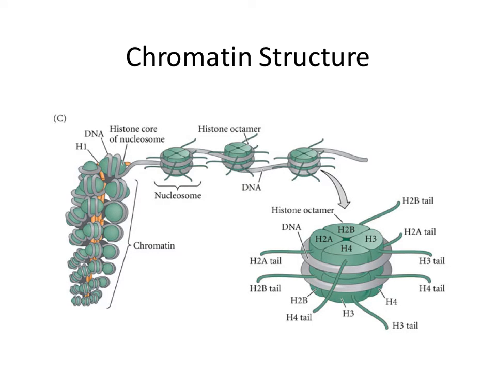Now, how would you predict chemical modifications of histone tails would affect transcription? So when modification occurs to the DNA itself, that prevents proteins from binding to it. When modifications occur to histone tails, what does that do?